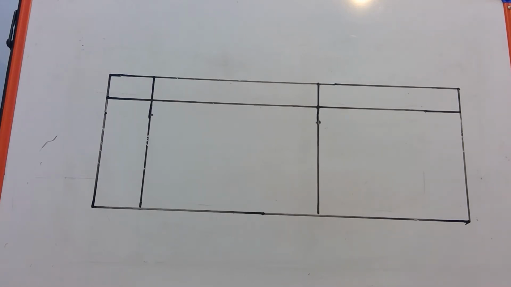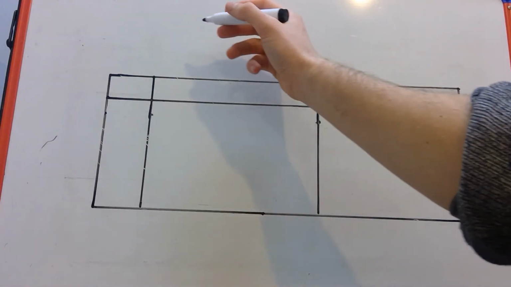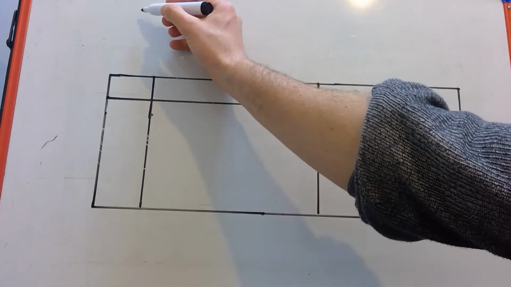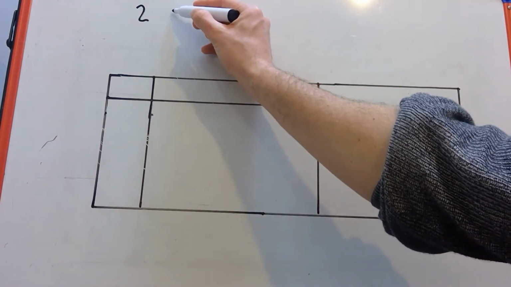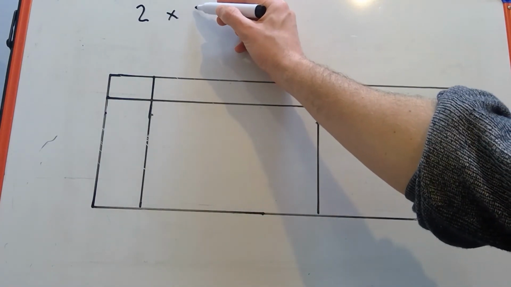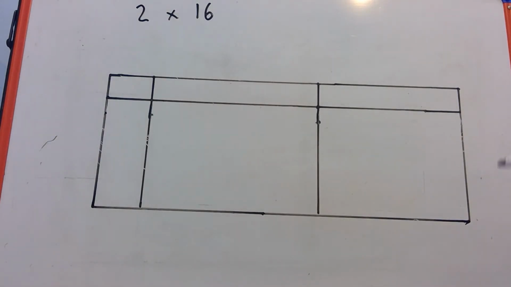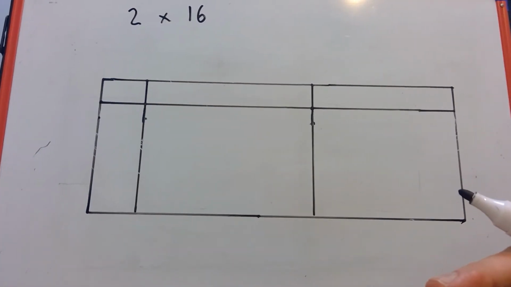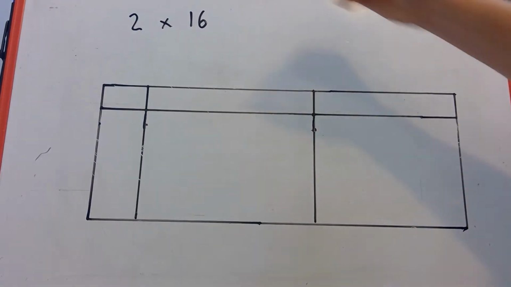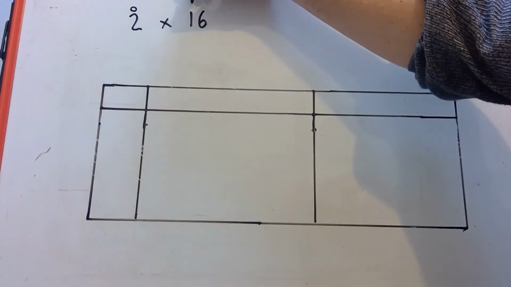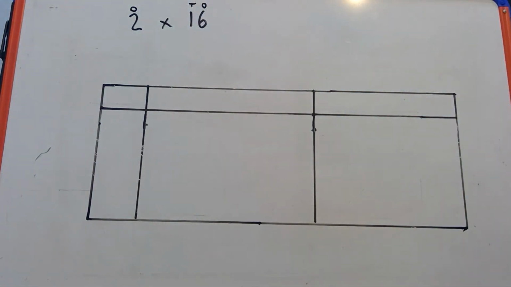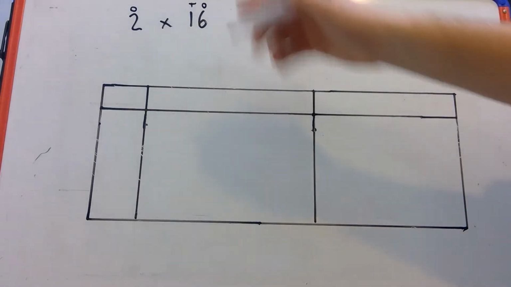So, just like yesterday, we are going to write our sum at the very top above our grid. So let's do 2 times 16 today. Just like I said yesterday, if you want, above it you can label ones, tens and ones. And the very first thing that we do is we need to partition these numbers.